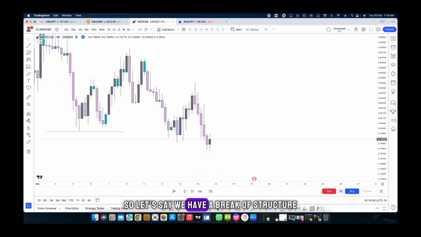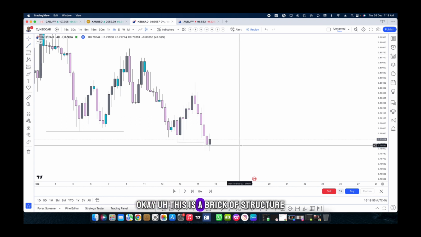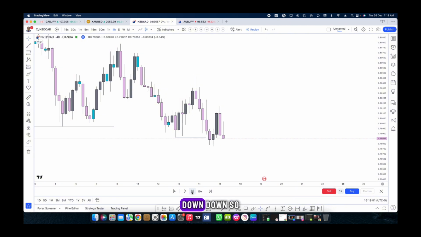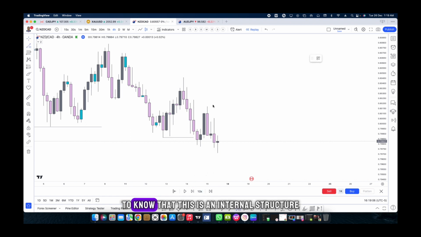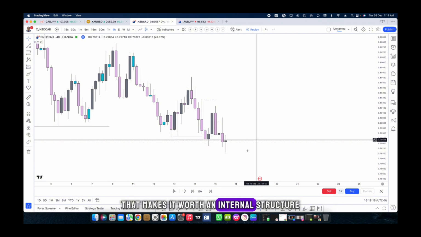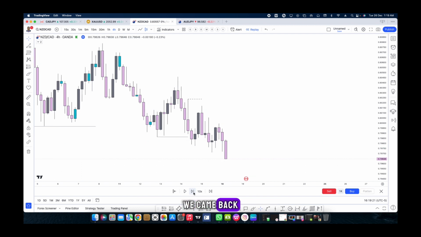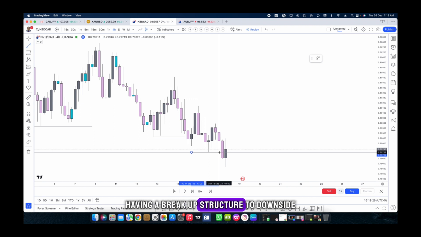So let's say we have a break of structure. Okay, this is our break of structure. Then we keep going down, down, down. Sometimes you don't get to see the inside part, but you have to use your mind to know that this is an internal structure. Why is it an internal structure? It was able to go up and come back and take out a low. That makes it an internal structure. So we broke to the downside, we came back, we broke to the downside again. We see that we keep having a breakout structure to the downside.